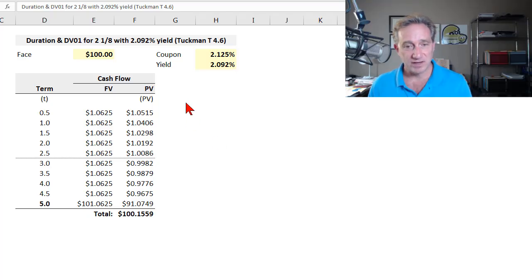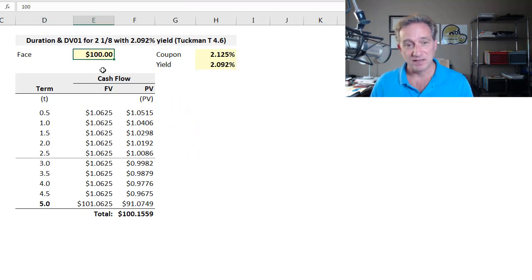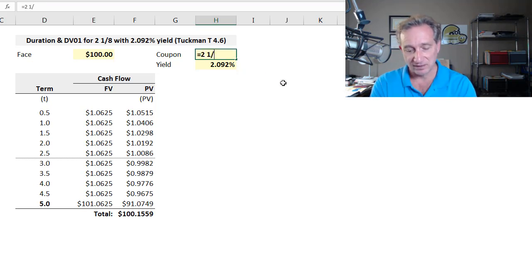So here I've recreated Tuckman's table 4.6, and I've also been faithful to his assumptions. And it's just the first half of the table because I want to make sure that we're clear on what bond we're talking about. And then on the next sheet, we'll just add the two columns that compute the duration. The bond that he's using has a face value of $100. It has a coupon rate of 2.125% per annum. That's really a 2 1/8 coupon, and we could give it to Excel that way and it would know to convert.